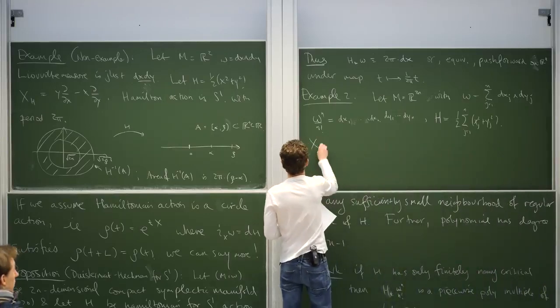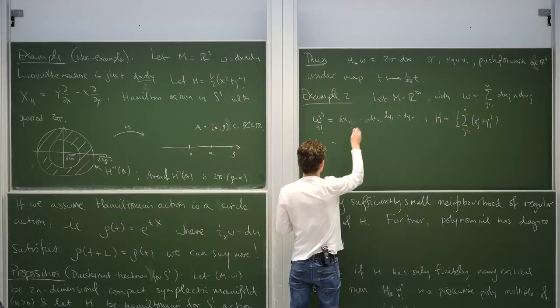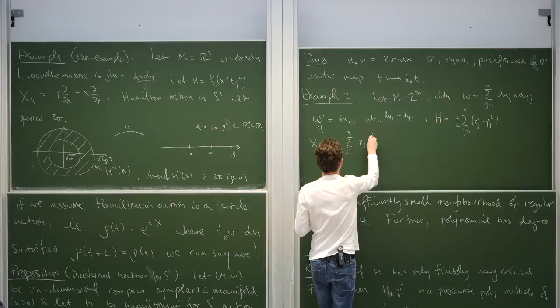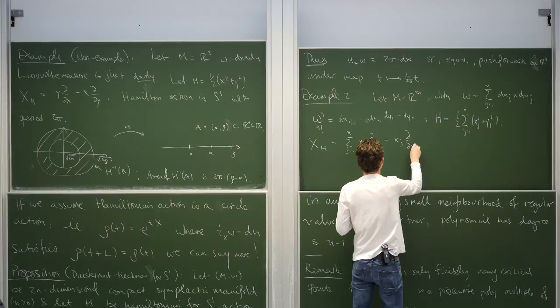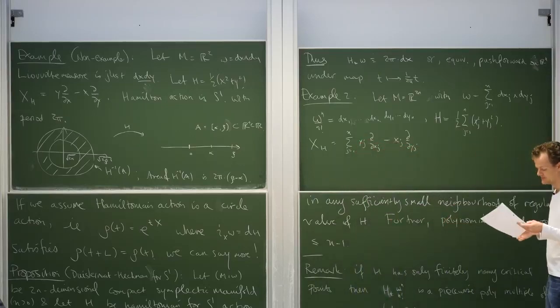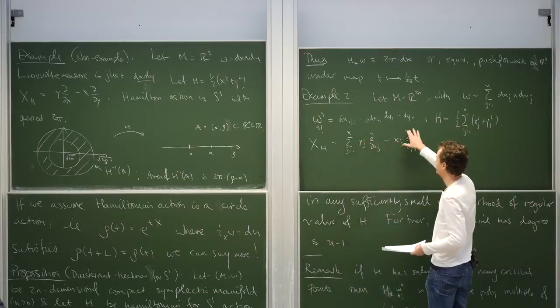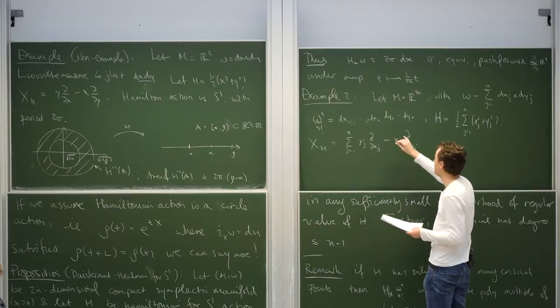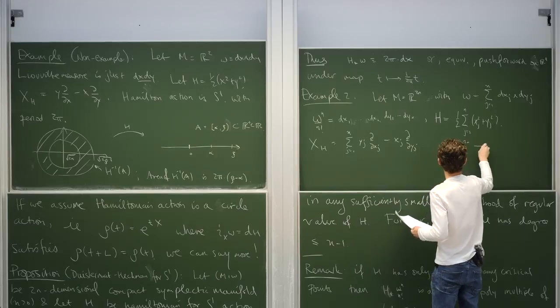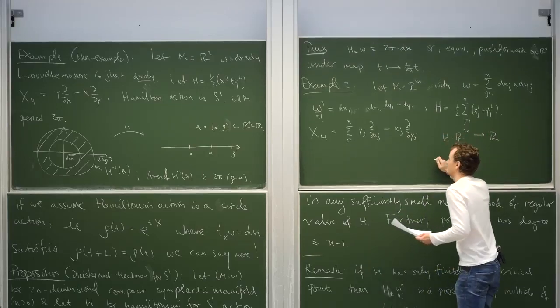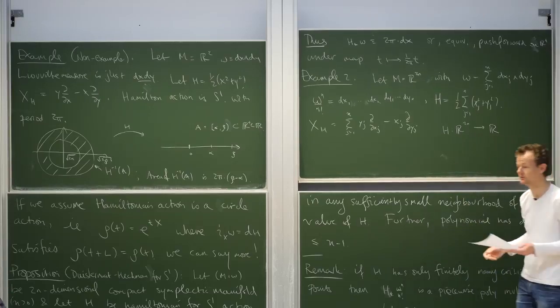Then the vector field generating this flow is just the sum of all these vector fields that generate the individual harmonic oscillator flows. And the flow is indeed periodic with period 2 pi. So H is a map from R to the 2n to R, and now we want to look at what's the push forward measure under this function.